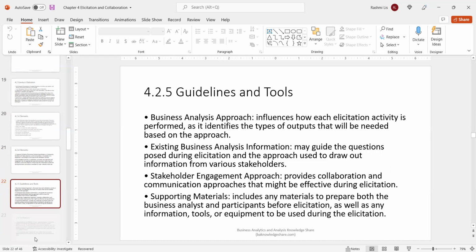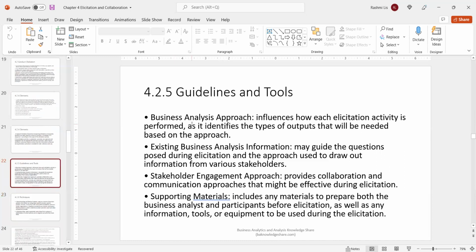Some of the guidelines and tools are the business analysis approach, which influences how each elicitation activity is performed, as it identifies the types of outputs that will be needed based on the approach. Existing business analysis information may guide the questions posed during elicitation and the approach used to draw out information from various stakeholders. Stakeholder engagement approach provides collaboration and communication approaches that might be effective during elicitation.